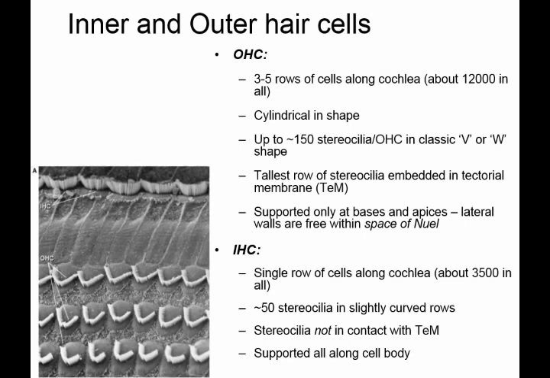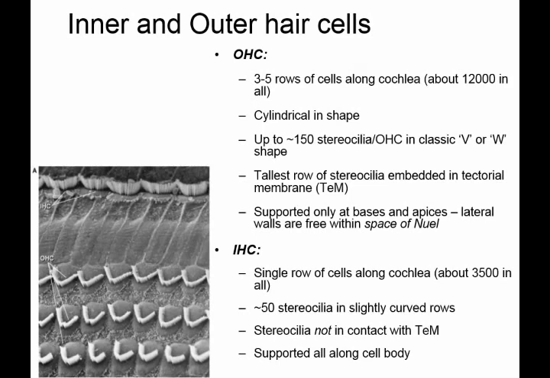Where we left the basilar membrane with a summary. Now we make a break. This is a reminder. The inner and outer hair cells. Outer hair cells, inner hair cells. This is an electron microscope view of it.